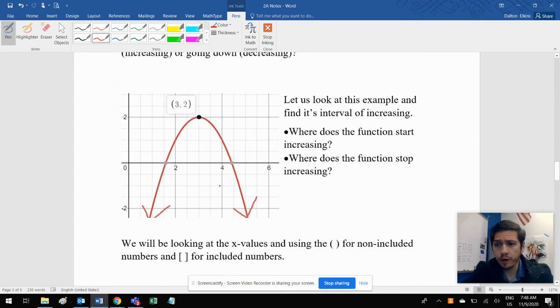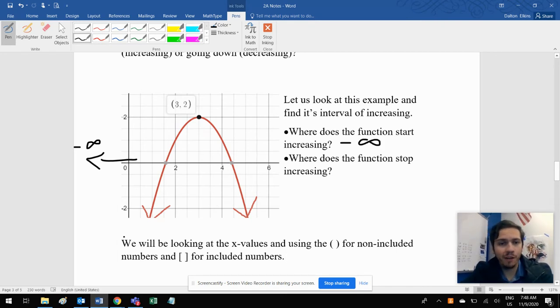Here's an example of a quadratic function that we would see. It has a vertex at (3, 2). We want to know, when does the function start increasing and where does the function stop increasing? Since it goes all the way down to negative infinity, the function actually starts increasing at negative infinity. If I follow this all the way out to the left, out to negative infinity, that's when it would start increasing.